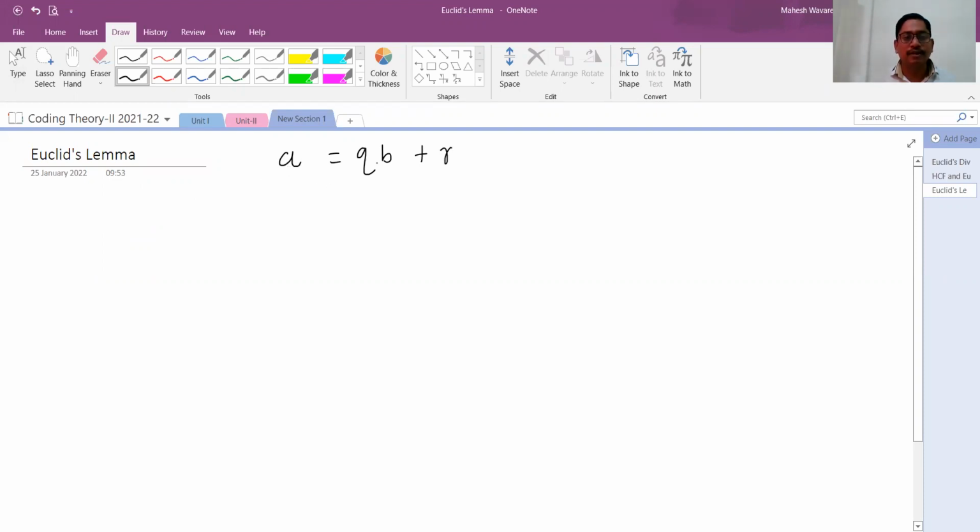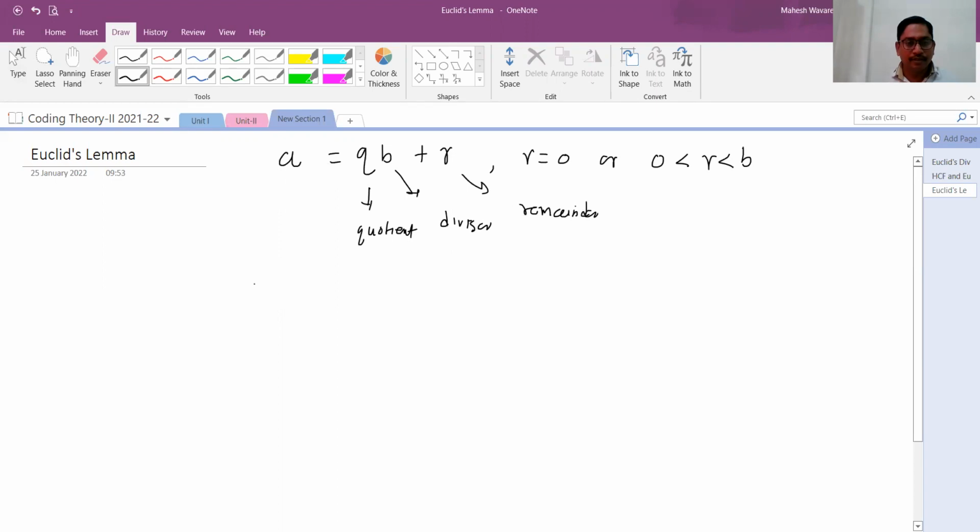So when a is divided by b, we get quotient q and remainder r, and remainder r is such that either r is 0 or r is greater than 0 and less than b. So in this context, q is called the quotient, b is the divisor, r is the remainder, and a is the dividend.